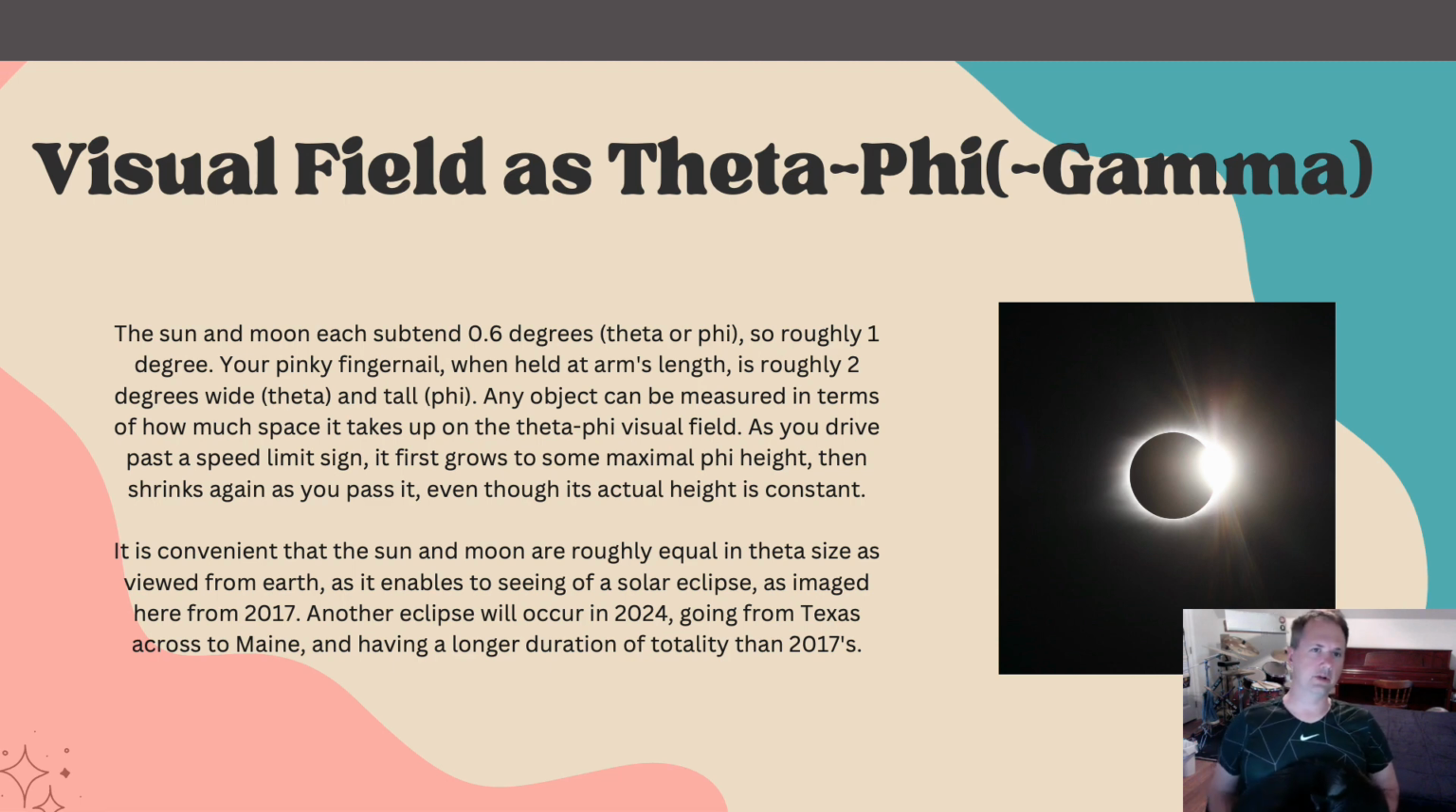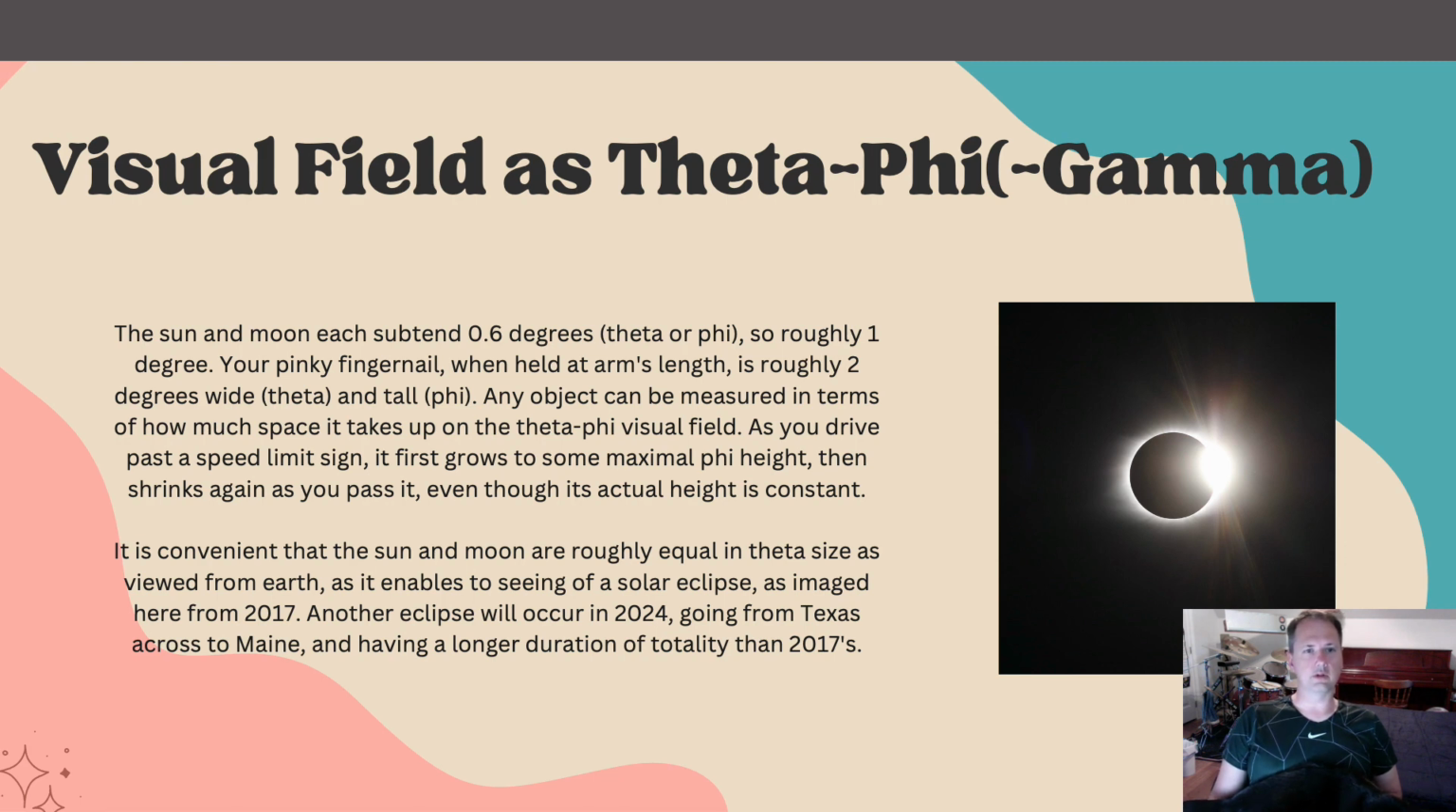And so the sun and moon are about 1 degree wide. I think the actual number is 0.6 degrees, which can change a little bit as the sun gets closer or farther away from the Earth or the moon. But basically about that. There's going to be another eclipse.